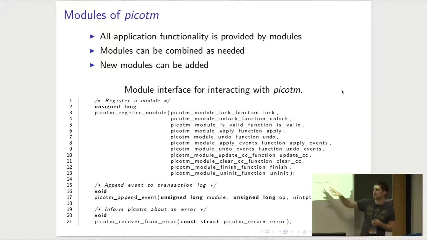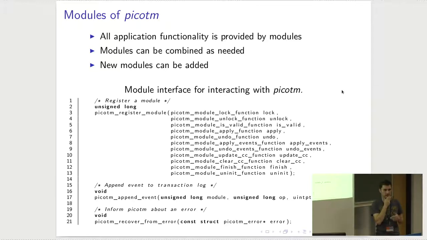Then there's another function, append event. If your module has something to report to the framework and to be applied or undone later, append event can be used. And if there is an error or concurrency problem, recover from error does that. And picotm error is some sort of generic error structure which describes the error to the framework.